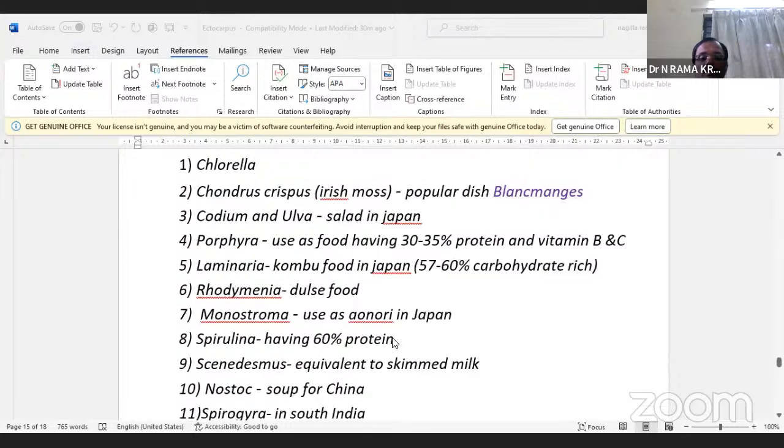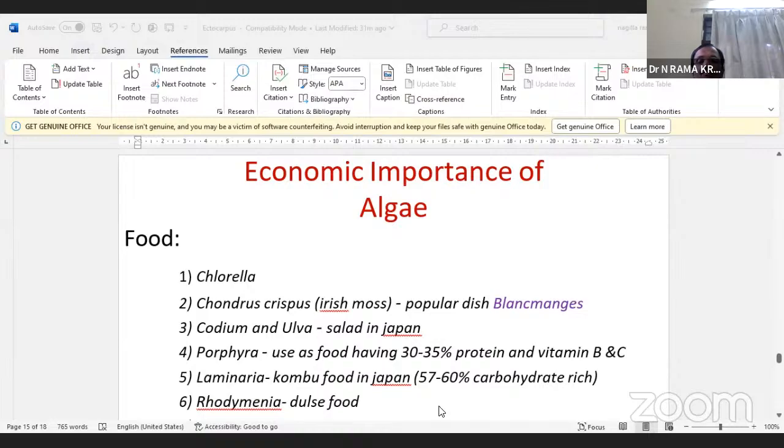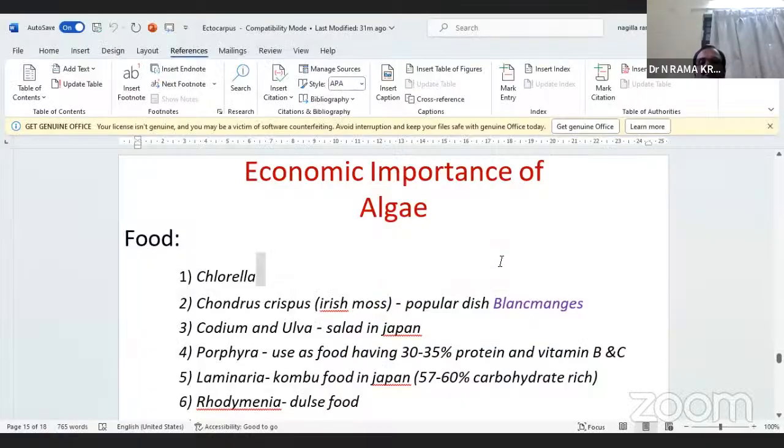Okay. Yeah. Before going that one, yes. So first now you see here. Here one more share is there, that is of algae, economic importance of algae, where it is. Yes, algae.